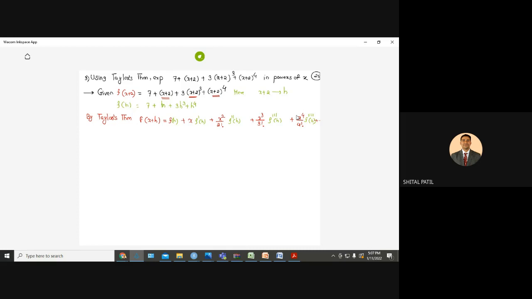Now I'll compare this. Comparing f of x plus h and f of x plus 2. From where did I get this? From here, see. Here and here. This is given to us and this is from Taylor's theorem. So what is the conclusion? h is known to us. h equal to 2. That I am substituting here.